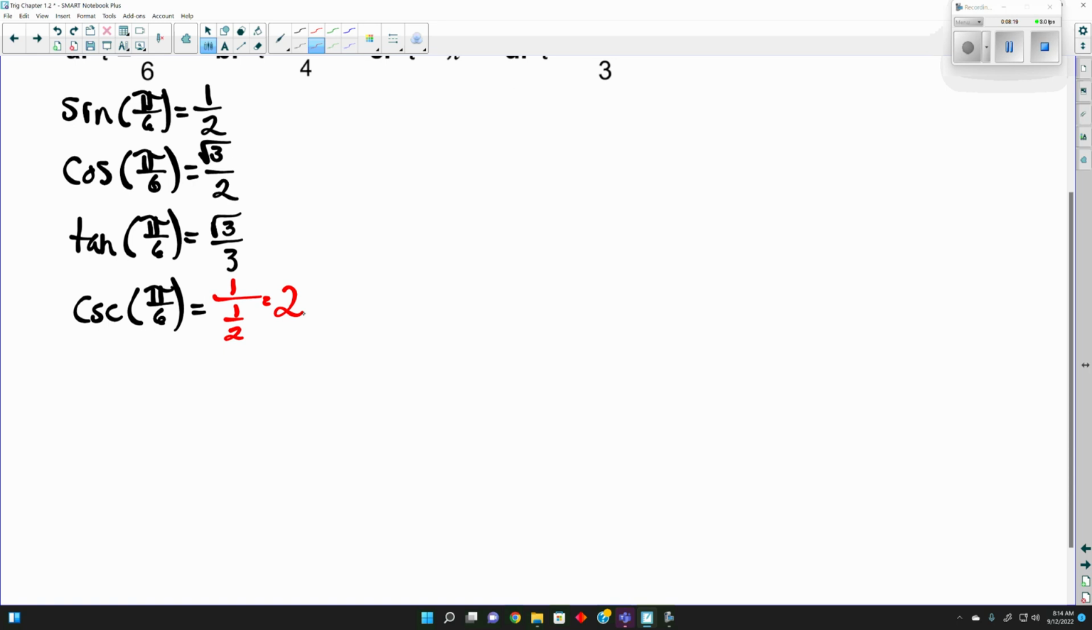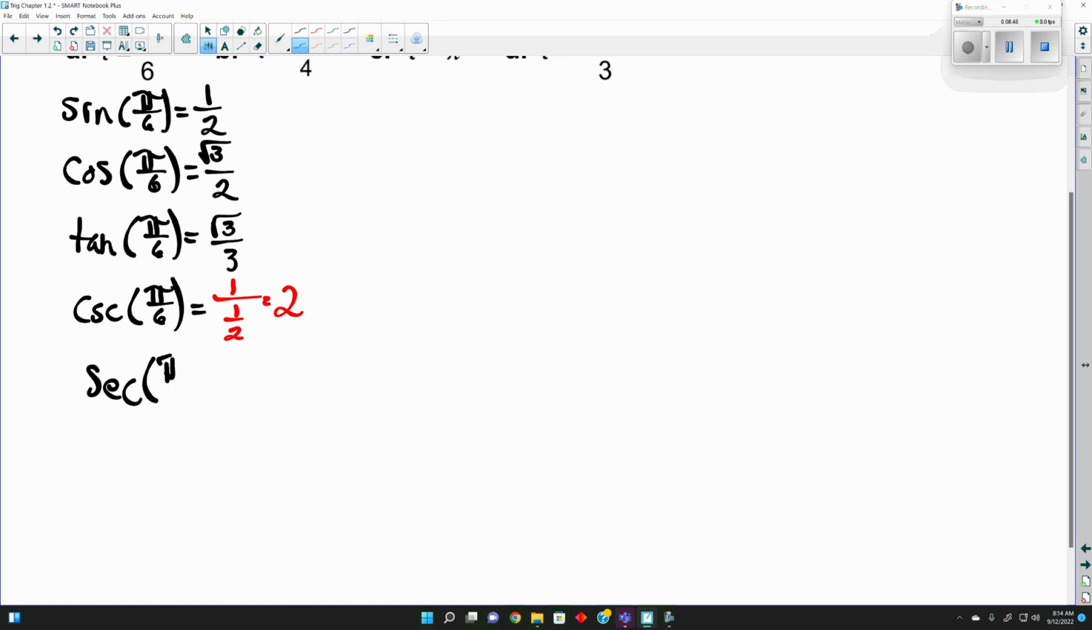Now, if flipping these is somewhat challenging, or you're not as strong with rationalizing the denominator when we have a square root, the TI-30XS, those little yellow calculators, will do it for us. It'll actually calculate the whole thing out. So for us here, cosecant is 2.